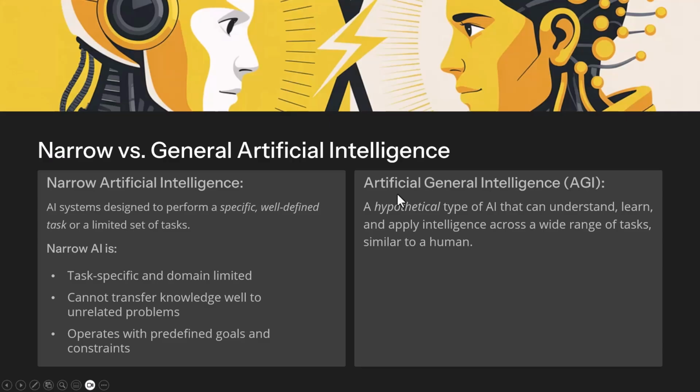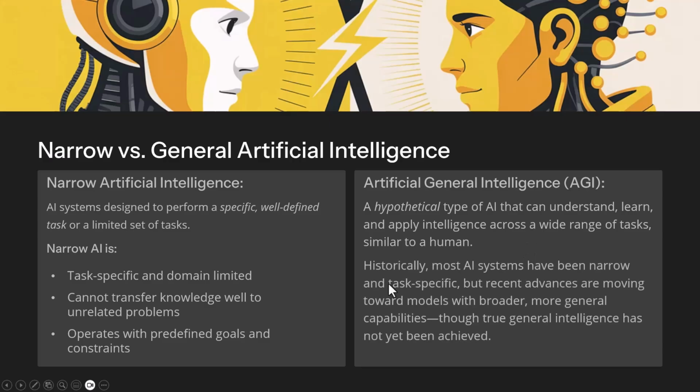The idea here is that a typical benchmark is if an AI could do basically everything that a human can do and more, then we would consider that to be artificial general intelligence. Right now, our systems are not quite up to that, but we are definitely getting closer and closer every day. So historically, most systems have been narrow and more task specific. We had more narrow AI, but recent advances are moving towards models with broader, more general capabilities, though true general intelligence has not quite yet been achieved.